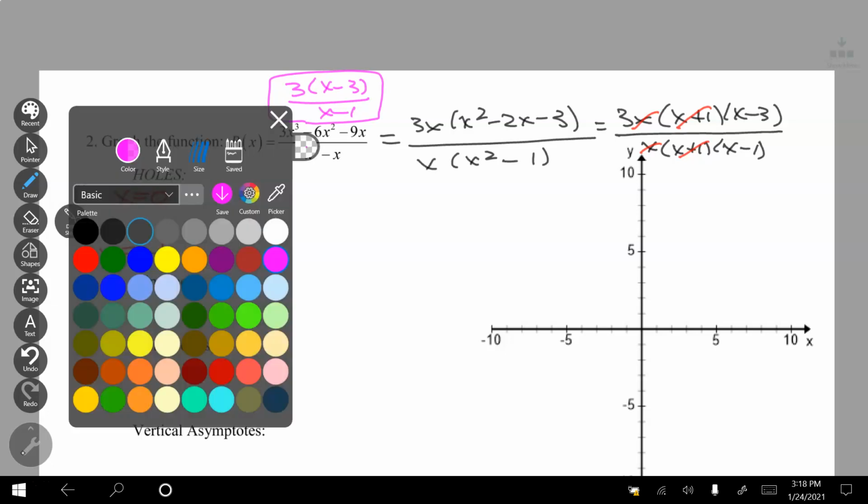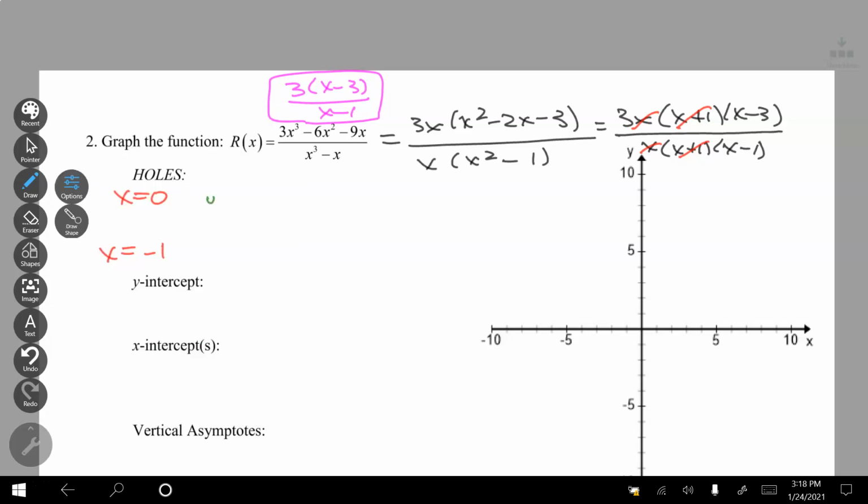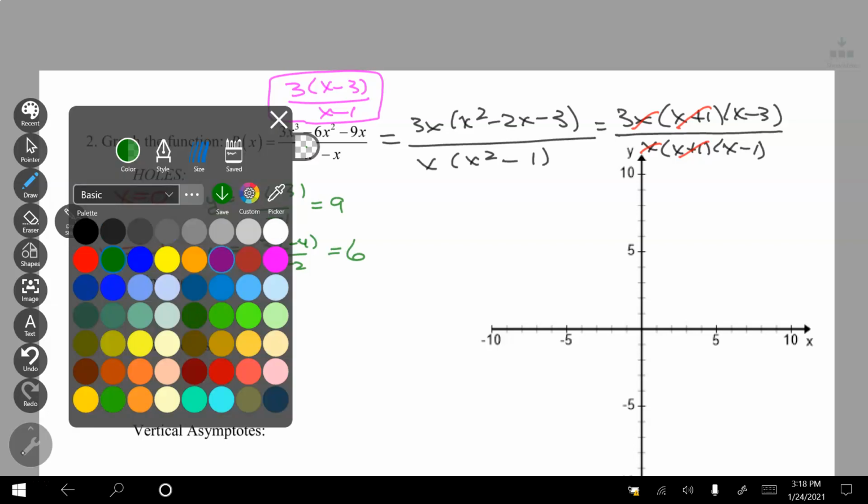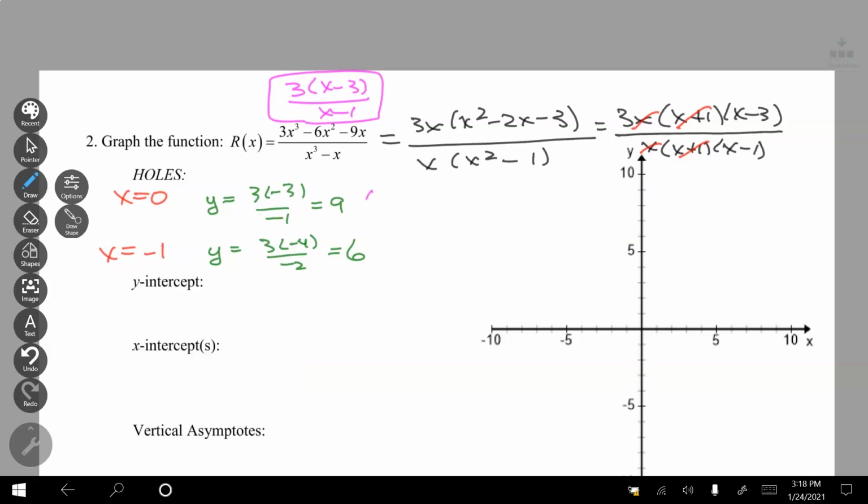Well, how do we find the values for the holes? I plug in the x value, so I'm going to plug in 0, and I get 3 times negative 3 over negative 1. I get 9, and I plug in negative 1 here. I get 3 times negative 4 over negative 2. I get 6. So my two holes are at 0, 9 is one hole, and negative 1, 6 is the other hole. Let's find a y-intercept. Well, how do we find a y-intercept? I use x equals 0, but I can't now.